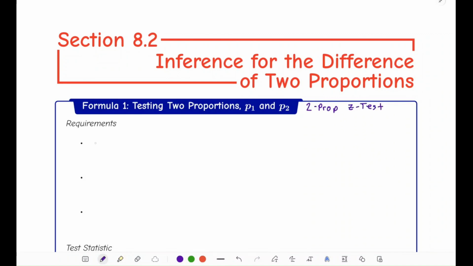Now the requirements are that we have a simple random sample for both samples, which I abbreviate SRS. The samples must be independent.